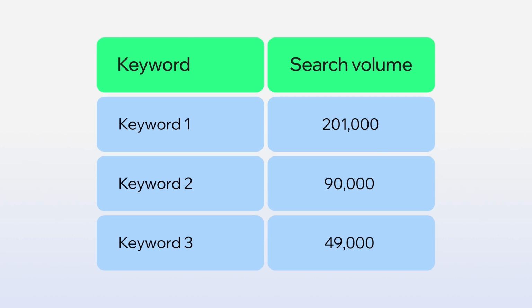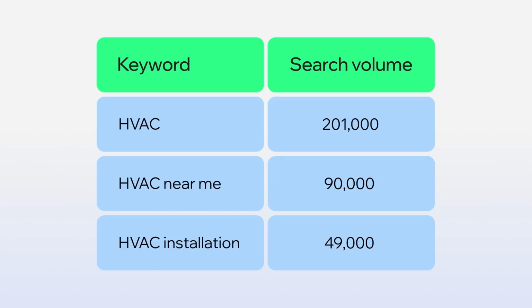Let's look at an example using some Semrush data. Here are 3 related keywords and their monthly search volumes. Which of these would you want to rank number 1 for? The one with more monthly traffic than the other 2 added together, right? Of course you would. But of course it's a trick question. Let's look at what the actual keywords are. Now which one do you want to rank for, assuming you're an HVAC company?